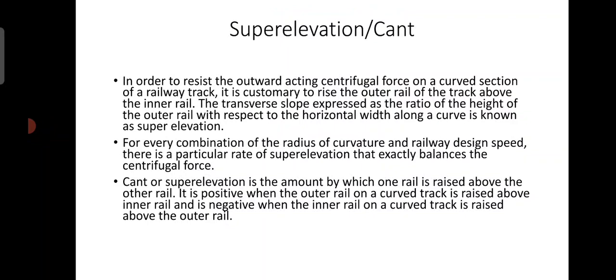The reverse may also occur, that is, the inner rail is raised with respect to the outer rail, and then it is called negative superelevation. This negative superelevation will be discussed later. Superelevation is also called cant.